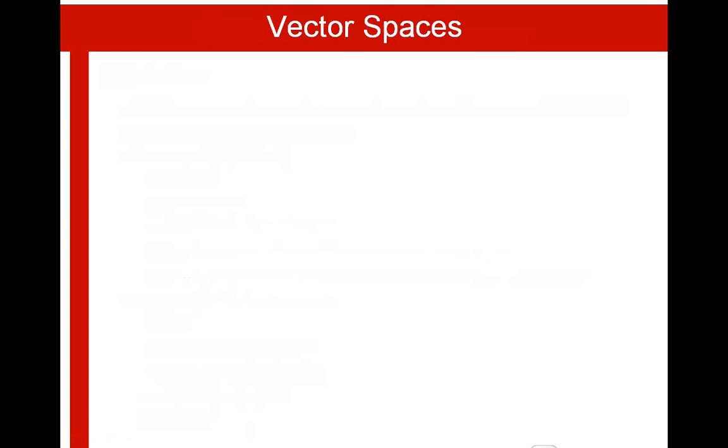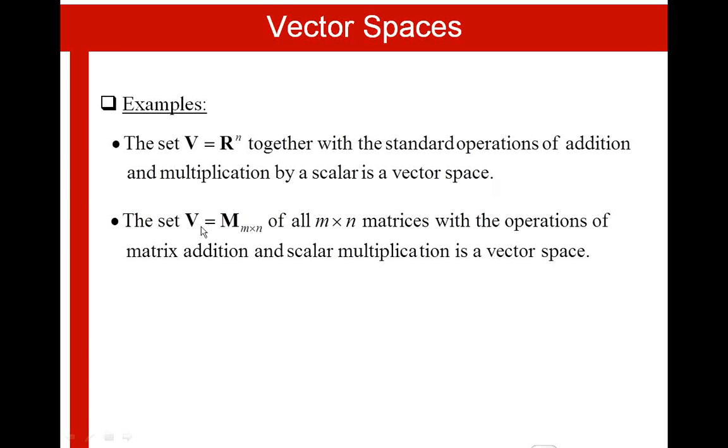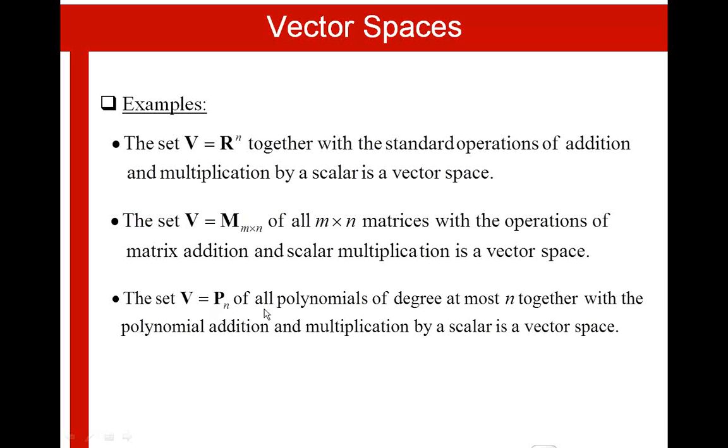Following are some examples of vector spaces. The set V, which is equal to Rn, together with the standard operations of addition and multiplication by a scalar, is a vector space. The set V of all m by n matrices with the operation of matrix addition and scalar multiplication is a vector space. Finally, the set V equal to Pn of all polynomials of degree at most n together with the polynomial addition and multiplication by a scalar is a vector space. Let's look at some examples of how we handle vector spaces.